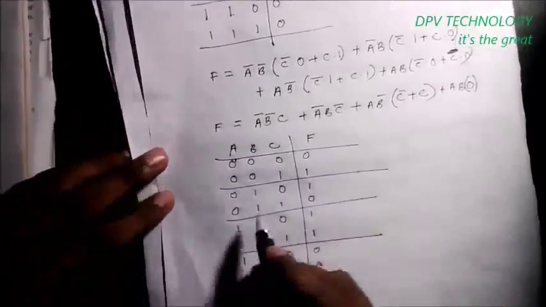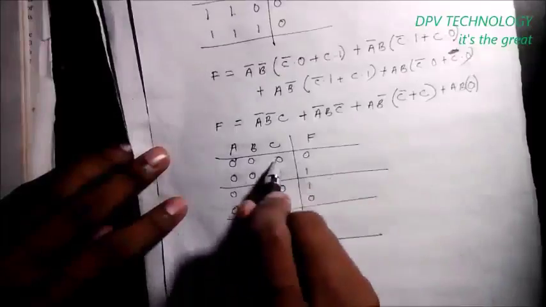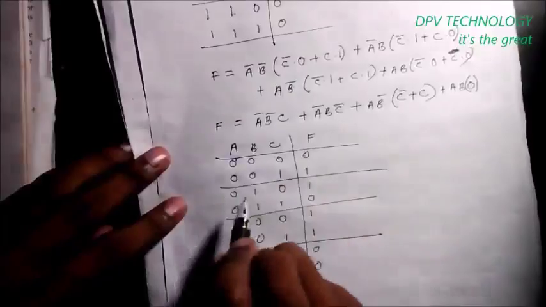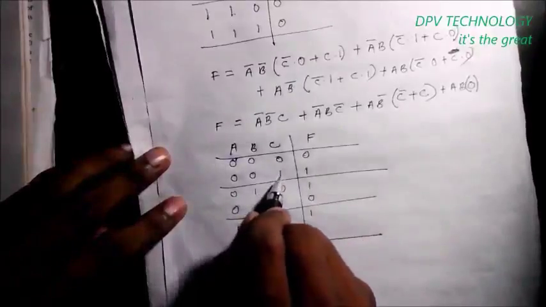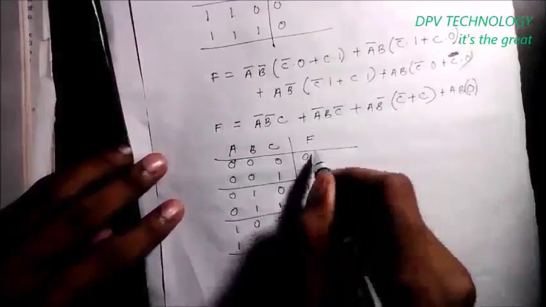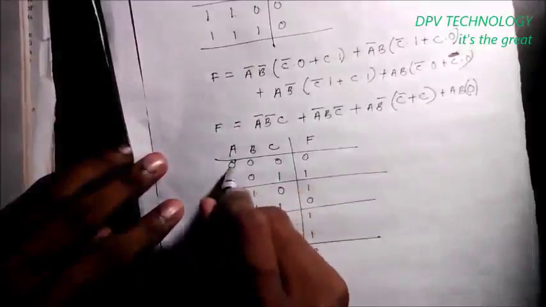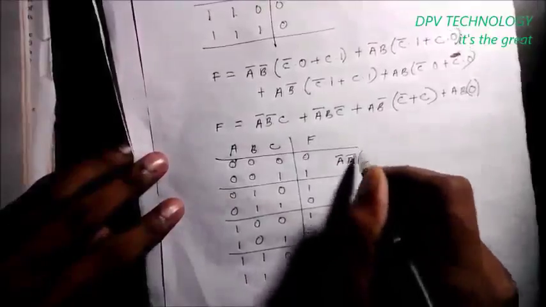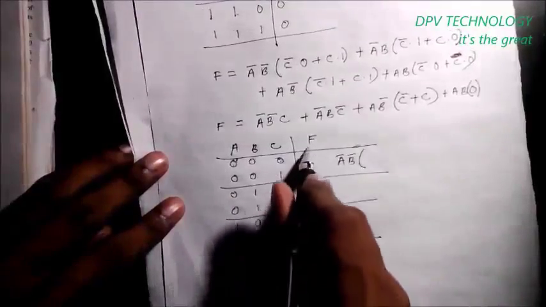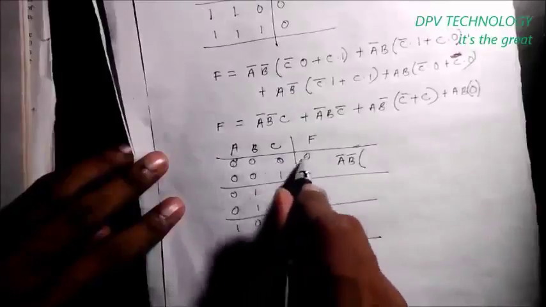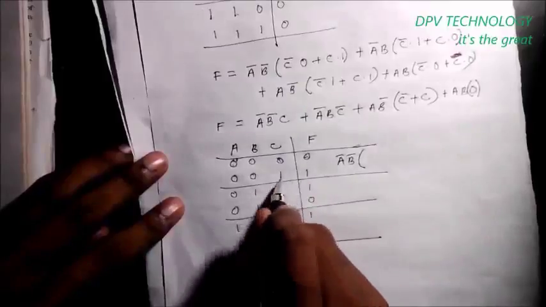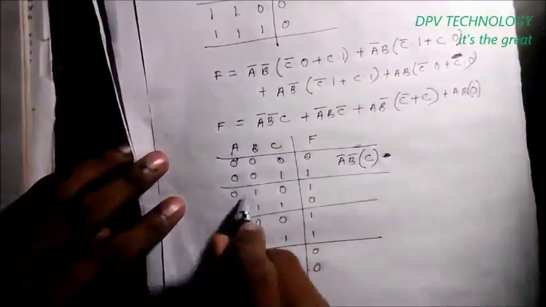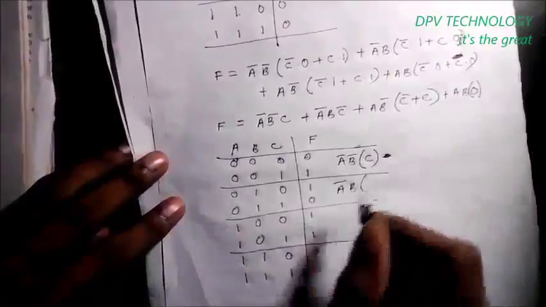Now here you can see that when C is 0, F is 0. When C is 1, F is 1. So this is for A bar B bar. First put A bar B bar, then put a bracket here, and you can see that this F depends on the value of C. When C is 0, F is 0. When C is 1, F is 1. So put C here.